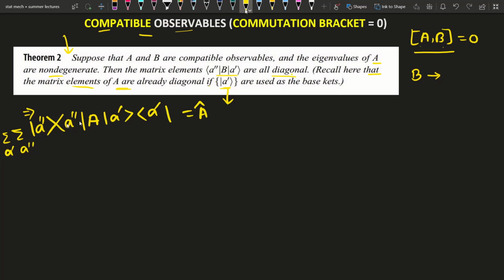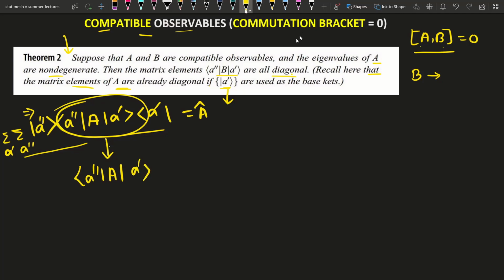And we know from the completeness theorem that this is nothing but identity, this is nothing but identity. So we'll get the A operator. Now this part is the matrix elements. That means the matrix elements of the A operator are like this.